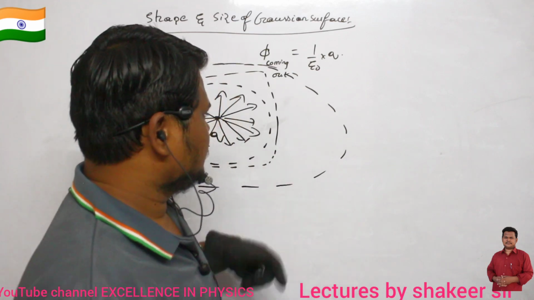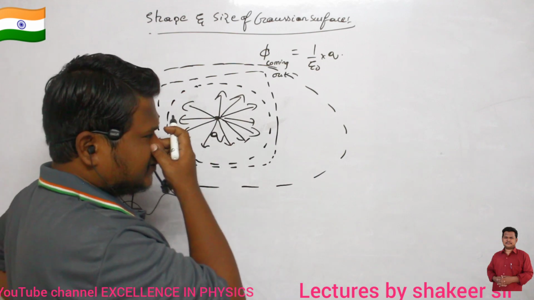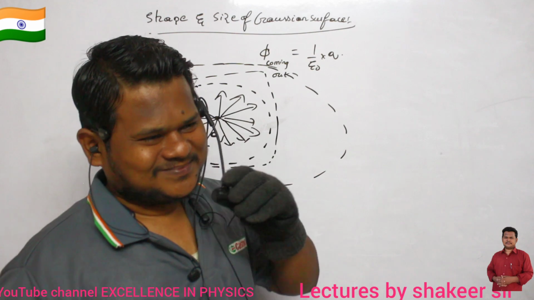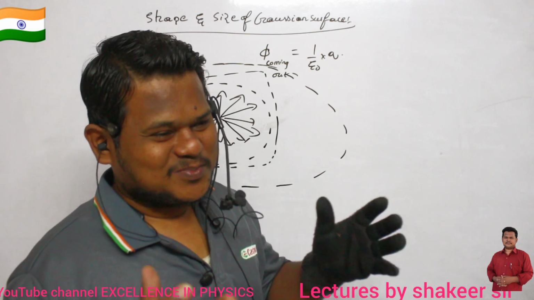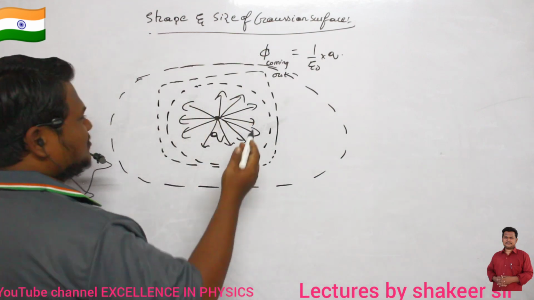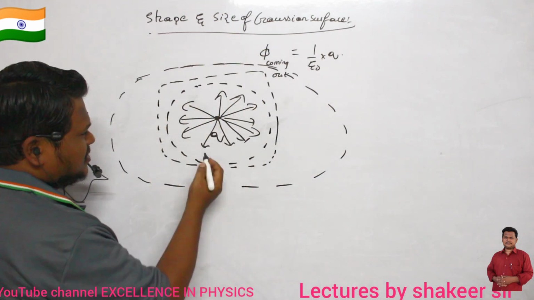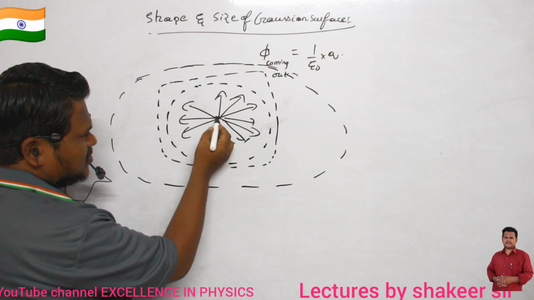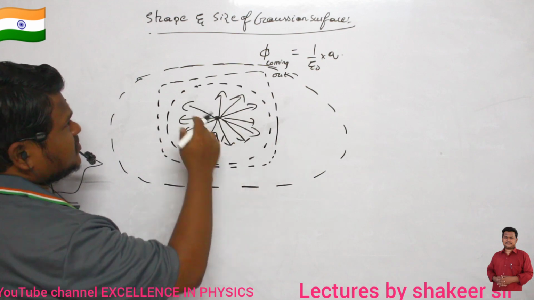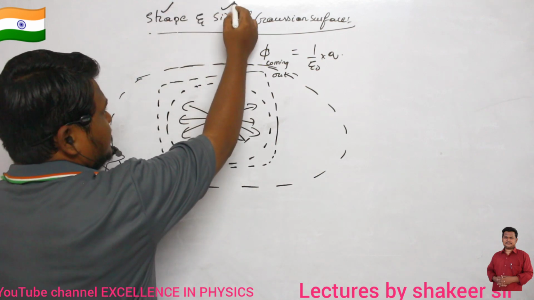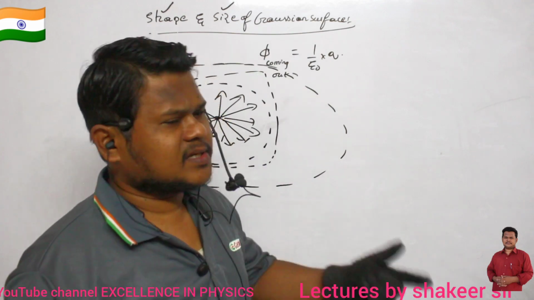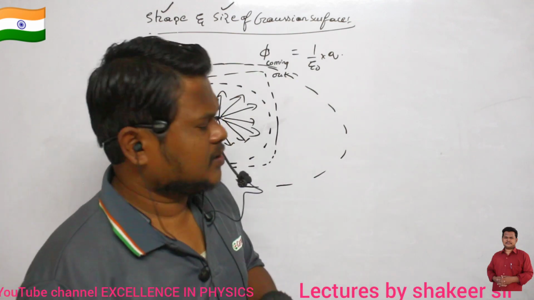Clear, no? Then what about the size of a Gaussian surface? Which type of size should it have? Small size, big size? Any size it can have. What is the reason? Whatever the size of the Gaussian surface, every flux line which is coming out of this charge must cross the Gaussian surface. So definitely Gaussian surface is independent of shape and it is independent of size also. Clear, no? And this size and shape we will select according to our requirement. Are you able to understand?